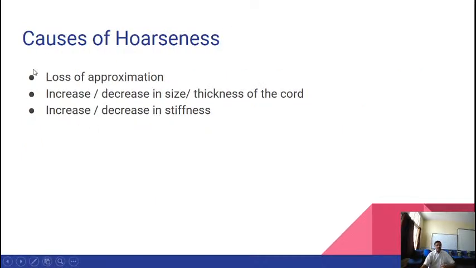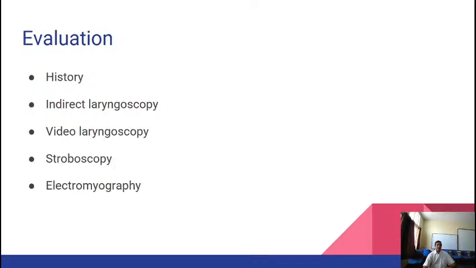The causes of hoarseness are the loss of approximation of the vocal cords coming together, and the increase or decrease in the size and thickness of the cord, which are varied by the muscles, and stiffness, also controlled by the various muscles that are acting on the vocal cord.